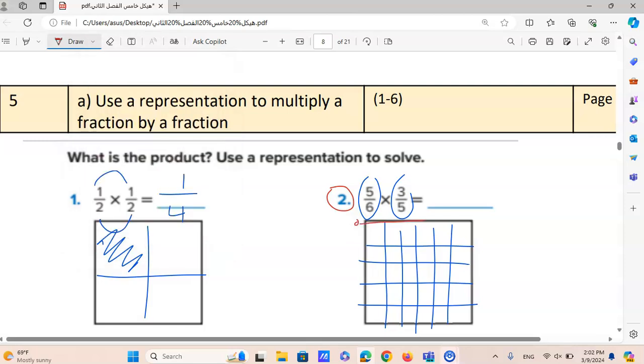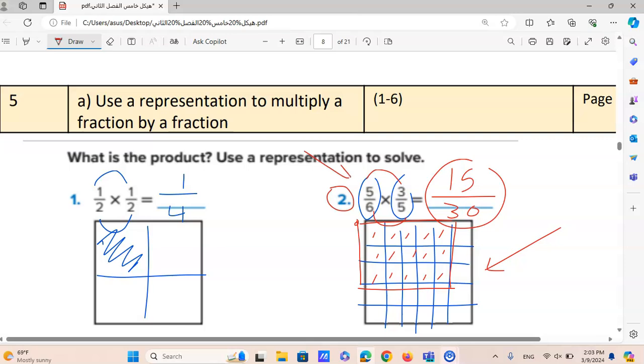From 6 I have to move 5, and from 5 I have to move 3, and you complete the square. You count how many squares, or you shade them, and you will find 15. Okay, multiply 3 times 5, 15. We are correct. Count the total of all squares, you will find 30, and multiply 6 times 5, 30. So you can multiply to get the product and then represent using the grid.